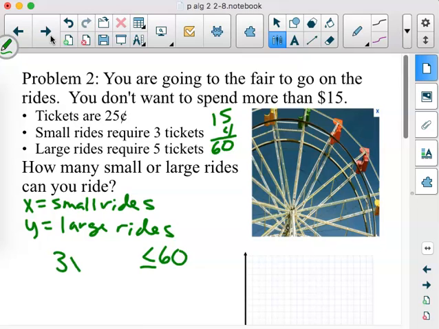3. Plus, also want to go on to some of the large rides. I mean, who wants to miss the opportunity to get sick? Large rides, how many tickets? 5. Hey, that's not y equals mx plus b. That's okay. Thumb method. Standard form, we can do this pretty fast.